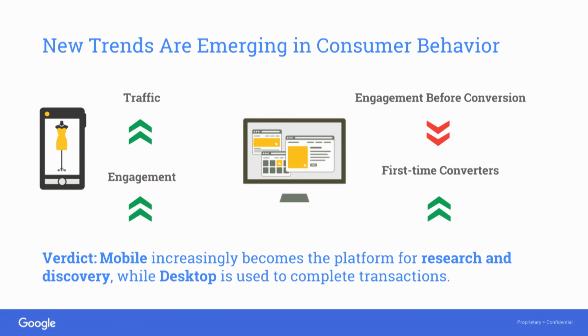And if you're going to do this for your actual consumer, if we look at this slide here, there are about 4 metrics that you can use to prove this causality, this overall verdict that we're talking about. Do a year-over-year comparison, go into Google Analytics, and take a look at the increase in mobile traffic as well as mobile engagement, so things like page views, time on site, year over year. And then take a look at just the converters that are happening on desktop. And you're usually going to see that engagement, so time on site, page views, is going down before conversion, as well as there's an increase in first-time converters.